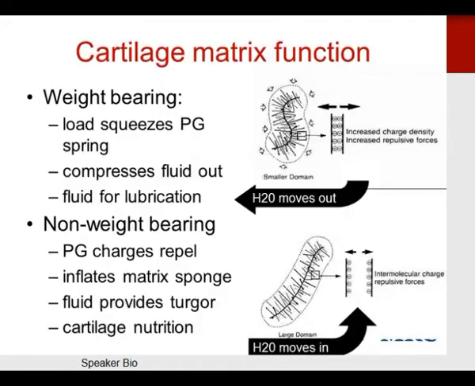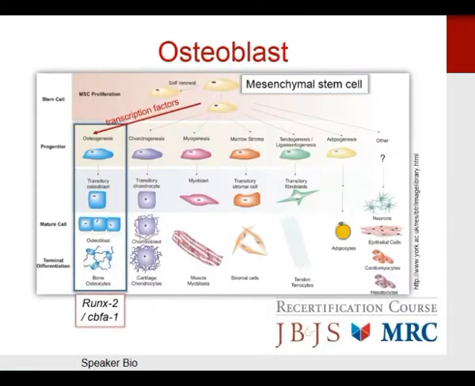So with weight bearing, the load will squeeze the proteoglycan spring. This will compress the fluid out. This also provides a thin layer of fluid on the surface of the cartilage for lubrication of the joint. With non-weight bearing, the proteoglycan's charges repel each other. It inflates the matrix sponge. The fluid which comes in provides turgor and also nourishes the cartilage.